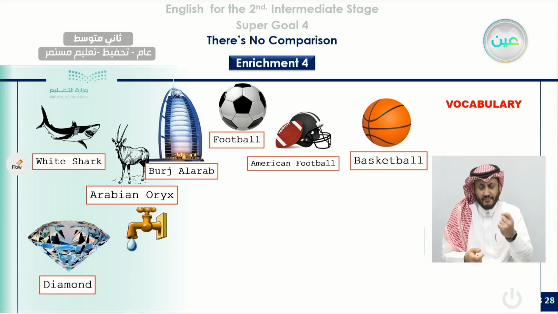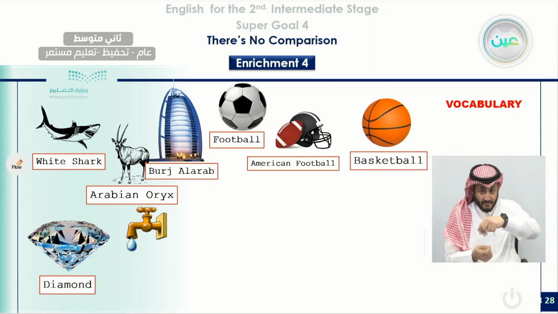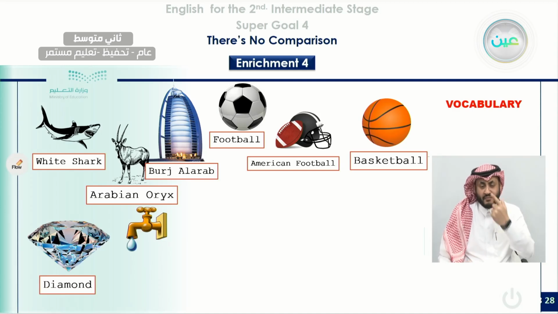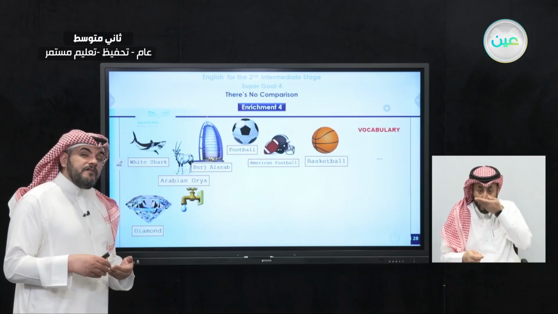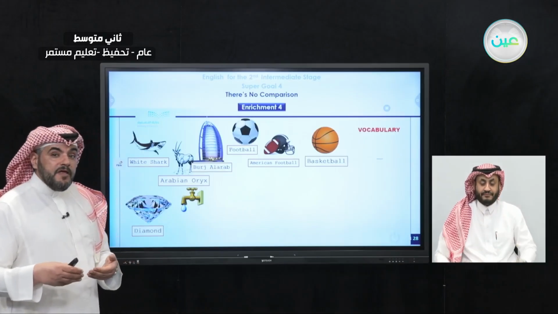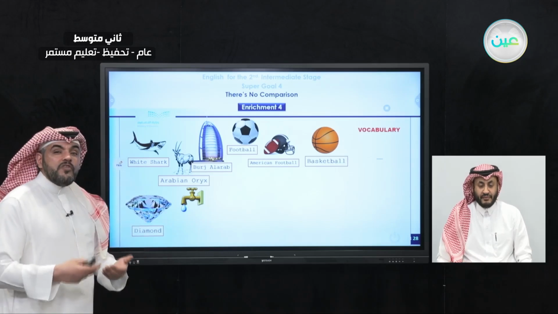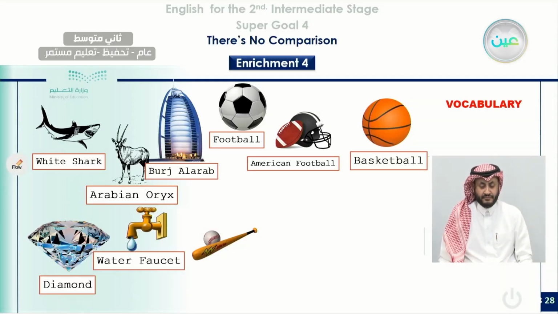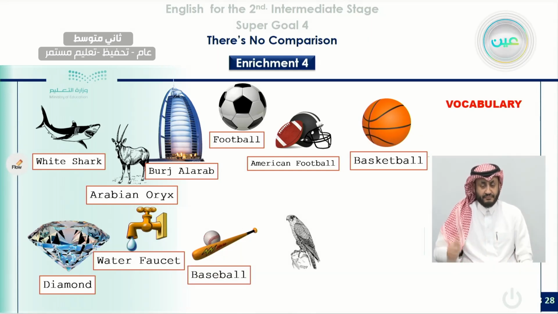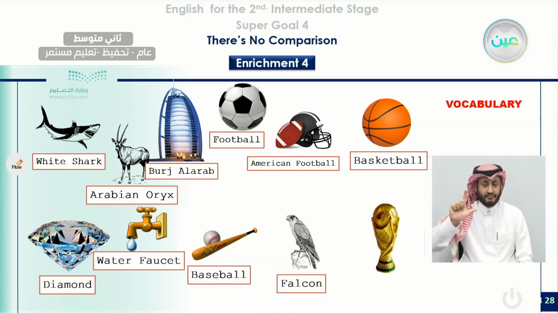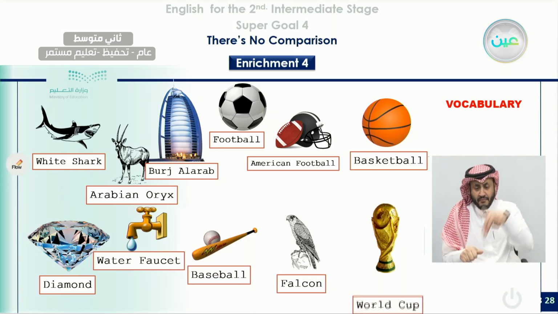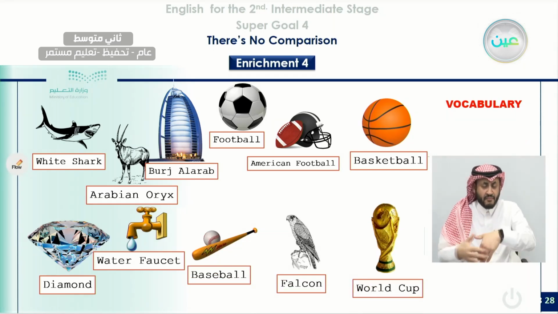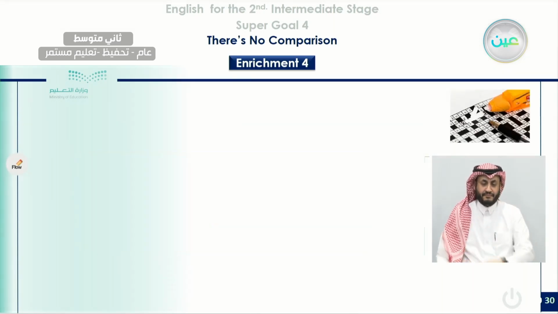And here also when we talked about Burj Al Arab, we told you that there are some faucets, like this water faucet, made of gold. So we call it water faucet. And here also this kind of sport, it's called baseball. This one is a falcon also. And here we talk about the World Cup. So these are the most important words that you studied in this unit. And here we move to the spelling.